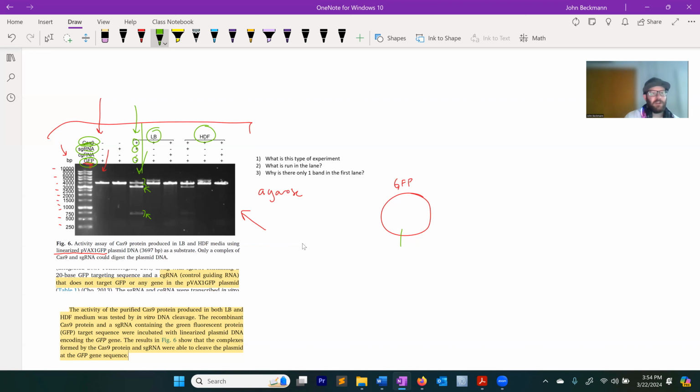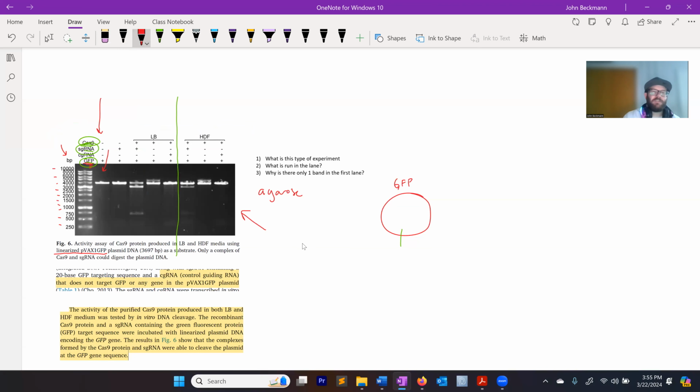Here they do the same experiment with the HDF media, and here's where they assemble the RNP because it has the guide RNA, the Cas9, and you're seeing it gets cut. These other lanes are just other negative controls that don't have a fully assembled RNP, which is why you don't see a cut. Okay, last thing, last question, and then we'll go. Last question is, which of these do you think cuts with higher efficiency? Which media treatment cuts with higher efficiency?